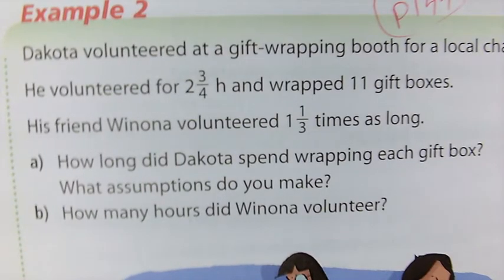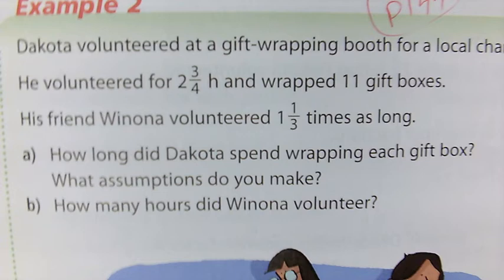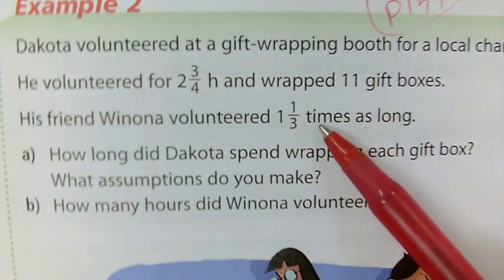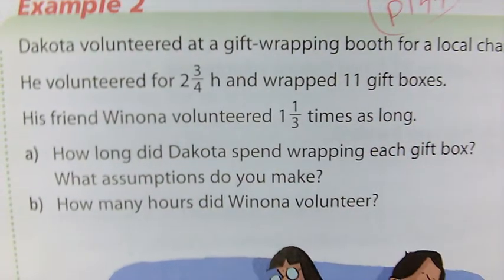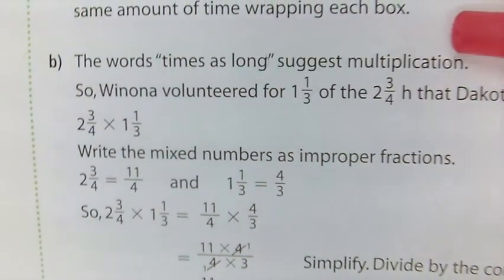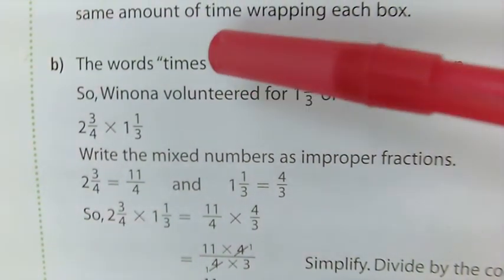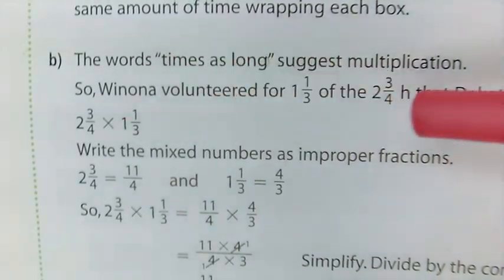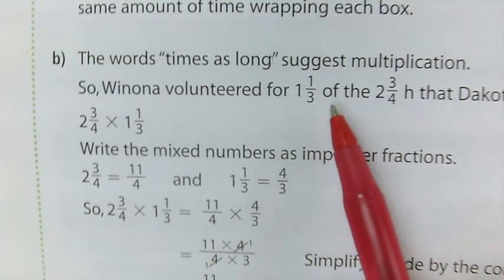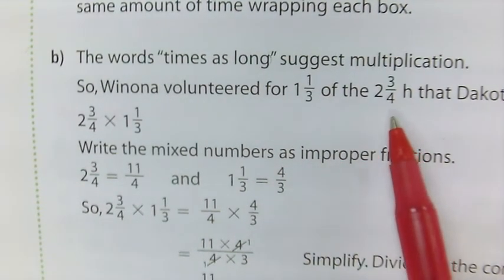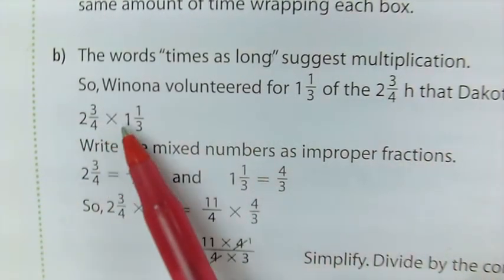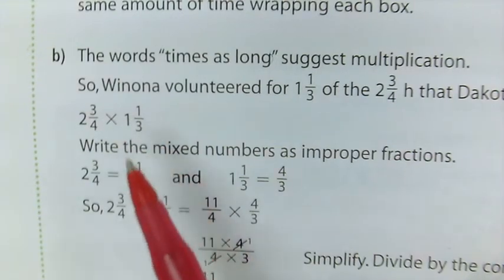Part B asked, how many hours did Winona volunteer? So remember, we know that she volunteered for 1 1/3 times as long as Dakota did. So the solution, we realize that the words times as long suggests that we're going to multiply the amount of times longer it was by the amount that the other person did. So Winona volunteered for 1 1/3 times the amount 2 3/4 that Dakota volunteered.